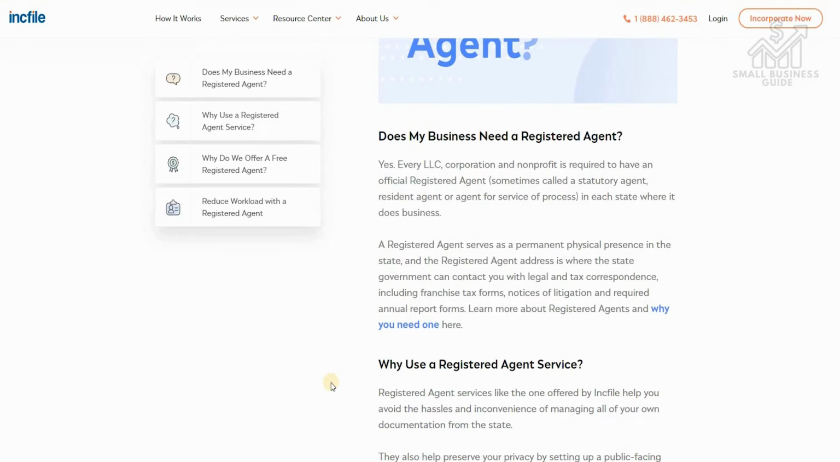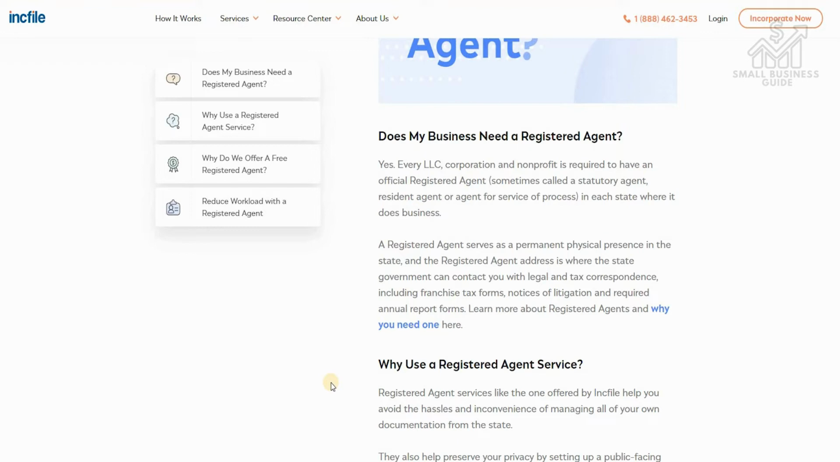A registered agent is someone that every single LLC, corporation, and nonprofit requires. They need to have an official registered agent, sometimes called a statutory agent or a resident agent or an agent for service of process, in each state where it's doing business. So if you're in the state of Michigan, New York, Washington, or Illinois, you need to have a registered agent for that particular state.